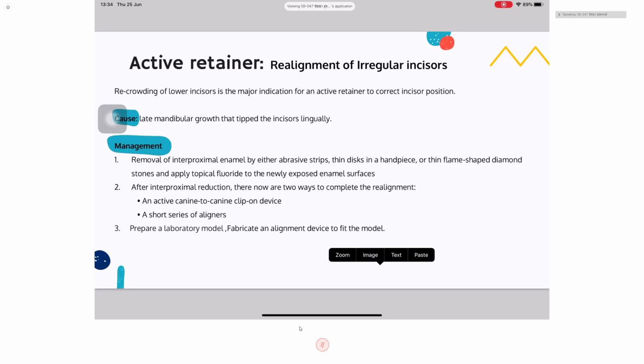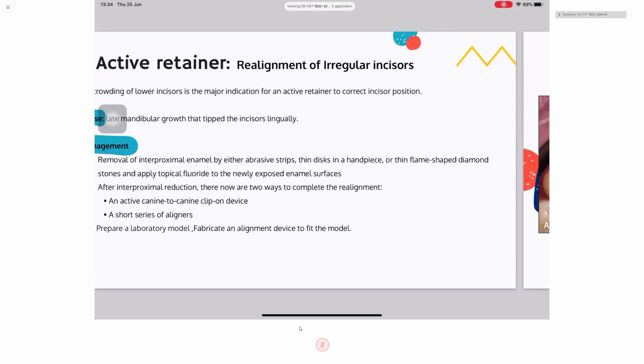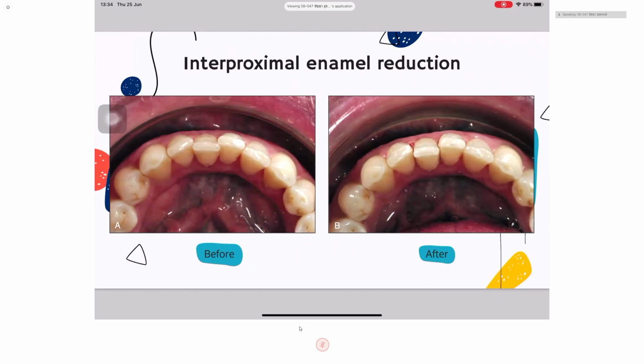These images show before and after interproximal reduction. After reduction, apply topical fluoride to the newly exposed enamel surface. Then take the impression for making a working cast.